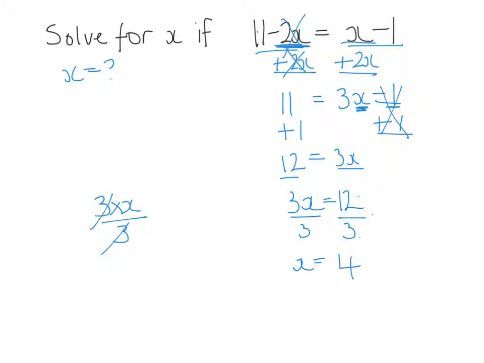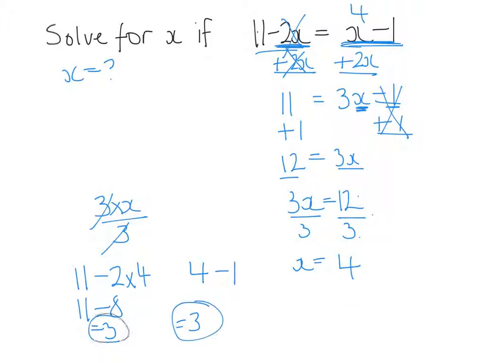Now let's just make sure that this is correct. So if I said 11, take away 4 times 2, well, 4 times 2 is 8. 11 take away 8 is 3. Now on the other side, if I have 4 in place of the x from here, if x is 4, 4 take away 1 is 3. So each side is equal to 3, which makes sense. Alrighty, let's try another one.